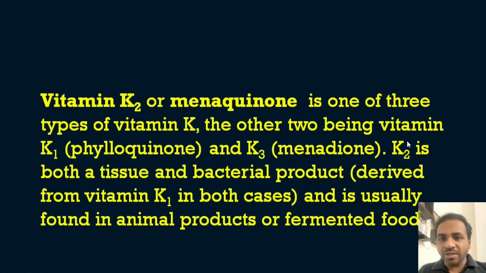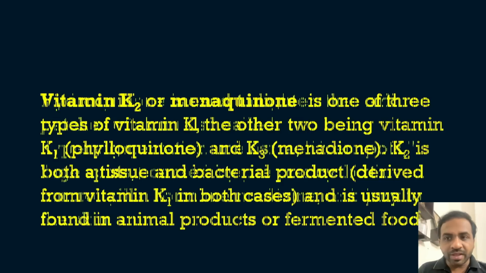K2 is both a tissue and bacterial product which is derived from vitamin K1 in both cases, and is usually found in animal products or fermented foods. So vitamin K1, K2, K3. The names also I have explained.